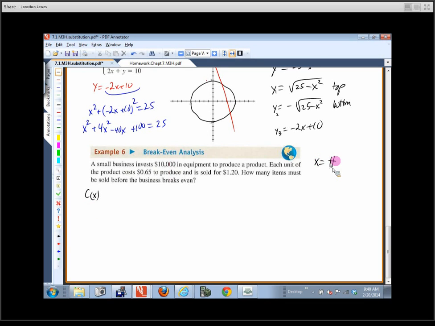X is the number of items. So the cost is found this way. $10,000 to begin with. And how do we show that it costs 65 cents per item? Would we do minus? It's going to add to the cost, so this is going to be plus 0.65 times x. $10,000 up front and then 65 cents a piece.